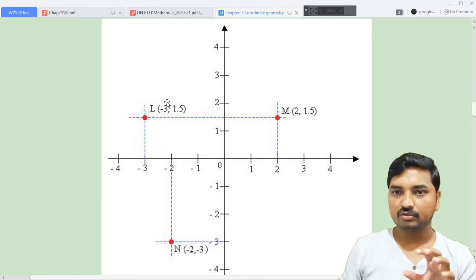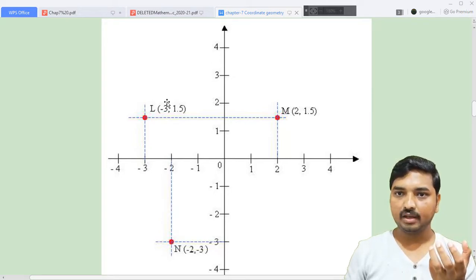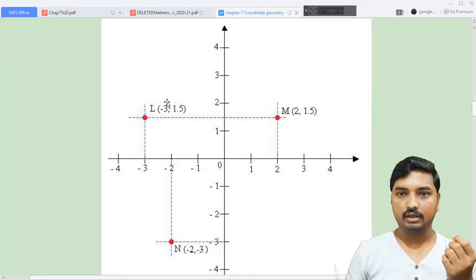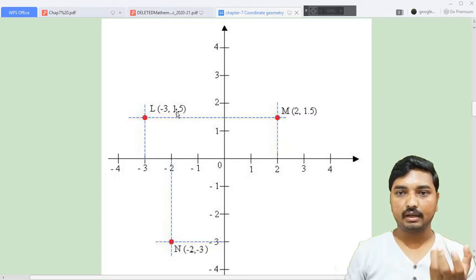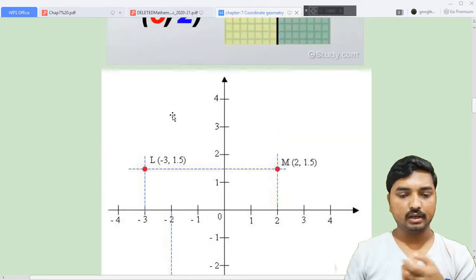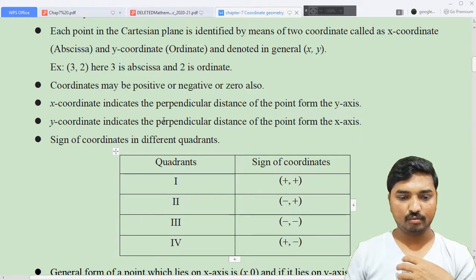Remember this one. So many students always use the term x coordinate, and they may not know what abscissa actually is. It is a very important thing. Remember, abscissa means x coordinate. In the same sense, 1.5 is the y coordinate, and the y coordinate is nothing but the ordinate. Abscissa and ordinate are the two alternative words for x coordinate and y coordinate, so remember these two alternative names also.